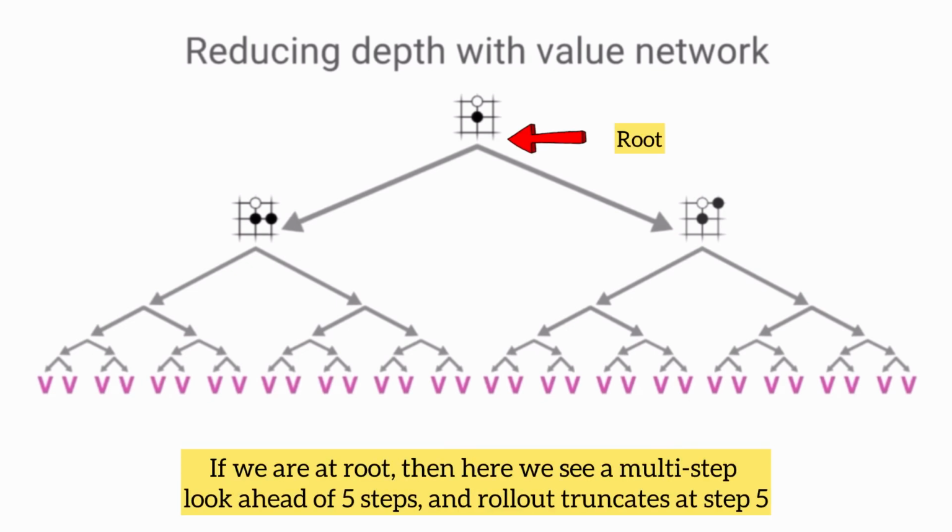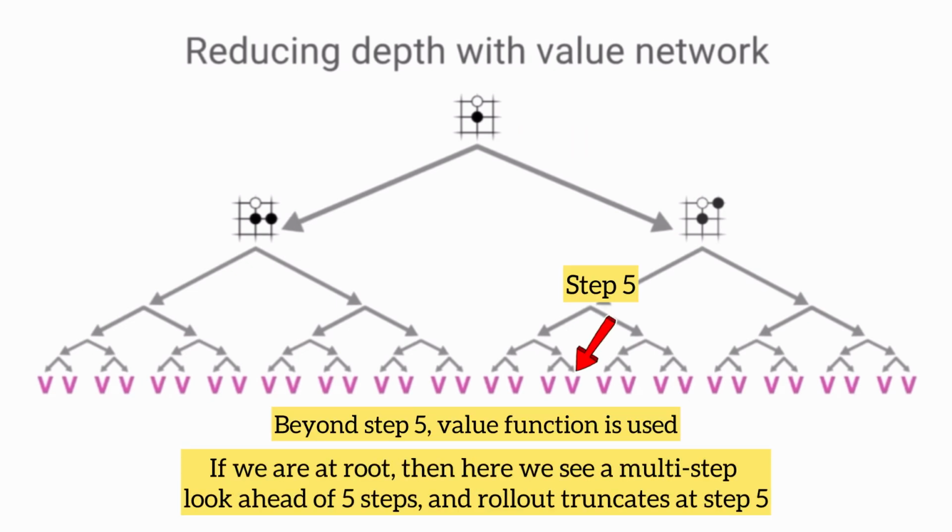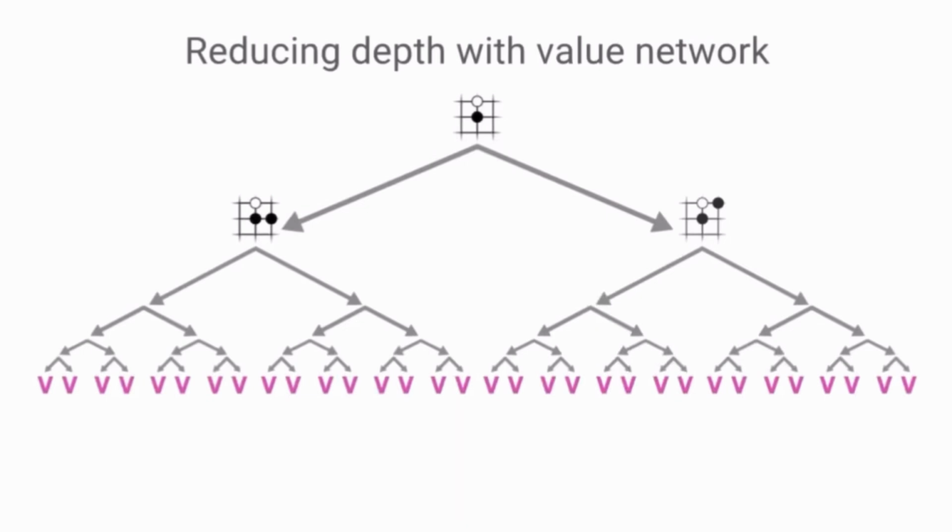Then here we see a multi-step look ahead of 5 steps, and rollout truncates at step 5. And this dramatically reduces the size of the search space that we need to consider.